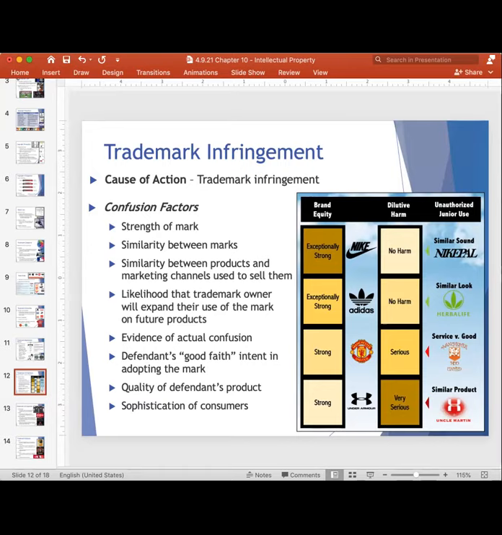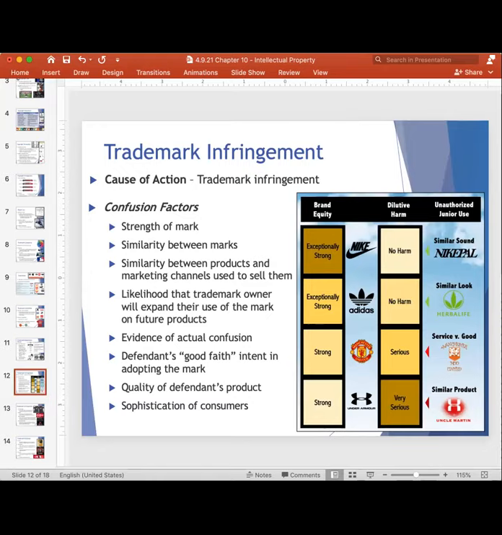When the plaintiff is trying to prove that this illegal mark is going to cause consumers confusion about who the true source of the mark is, the courts will consider these factors of confusion. So they'll look at the strength of the mark, and I love this graphic because it really compares these factors of confusion for different trademarks. For example, Nike is an exceptionally strong mark, so likely to not have confusion there. They'll examine the similarity between the marks. For example, the Adidas graphic and the Herbalife graphic are quite similar. However, Adidas is a really strong brand and it's a very different product, so unlikely to cause confusion there.